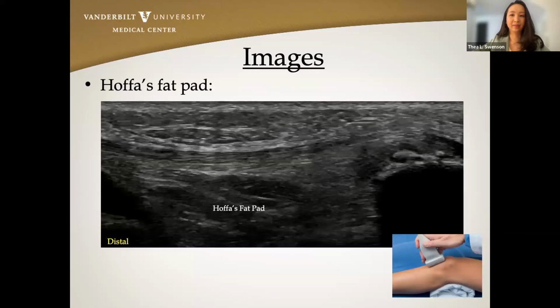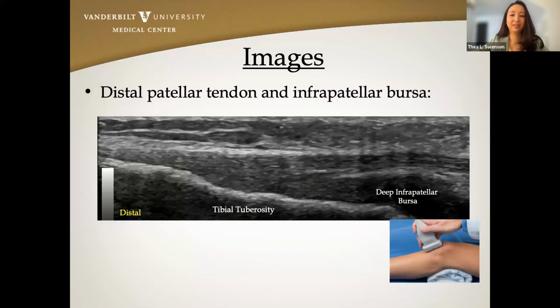So to complete the scan, we can now look at Hoffa's fat pad. And typically what you're looking for in this area is to see whether there is any edema within the fat pad. And lastly, we can take a look at the distal patellar tendon as it inserts onto the tibial tuberosity. And we do not see any tendon abnormalities or cortical irregularities in this area. One thing that we did see was that the patient did have a little bit of fluid in this deep infrapatellar bursa, but when we palpated with the transducer, he had no sonopalpation tenderness in that area.